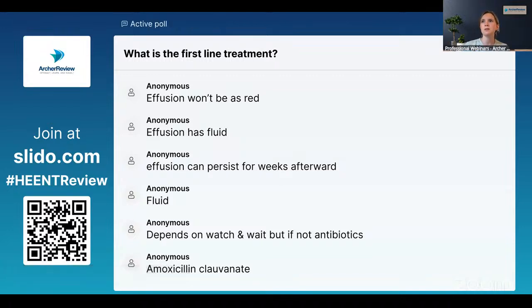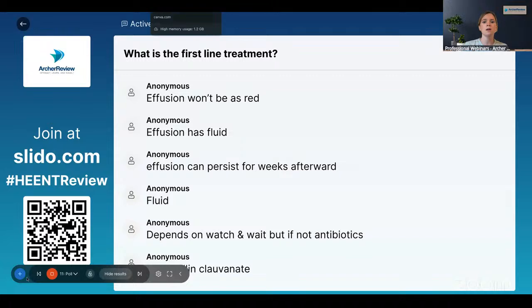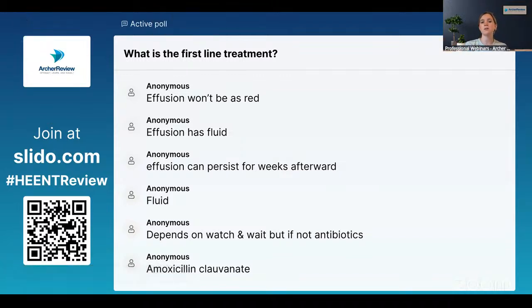Again, yeah, you guys are hitting it right on the head. Effusion won't be as red. It can persist for weeks afterward. So this is super important just because the treatment's different. We're going to treat acute otitis media with antibiotics. And with otitis media with effusion, we're treating those symptoms usually in the sinus cavity. So doing a nasal steroid to try and help get that fluid to come out on its own.